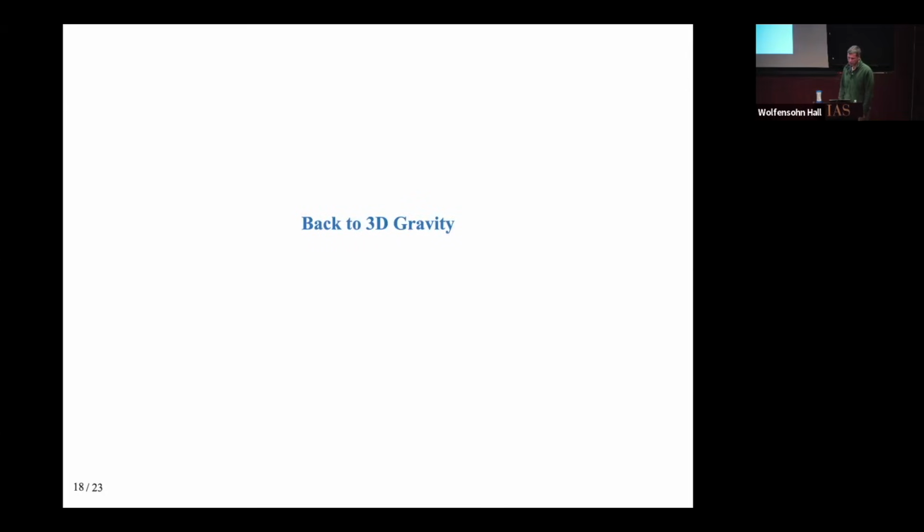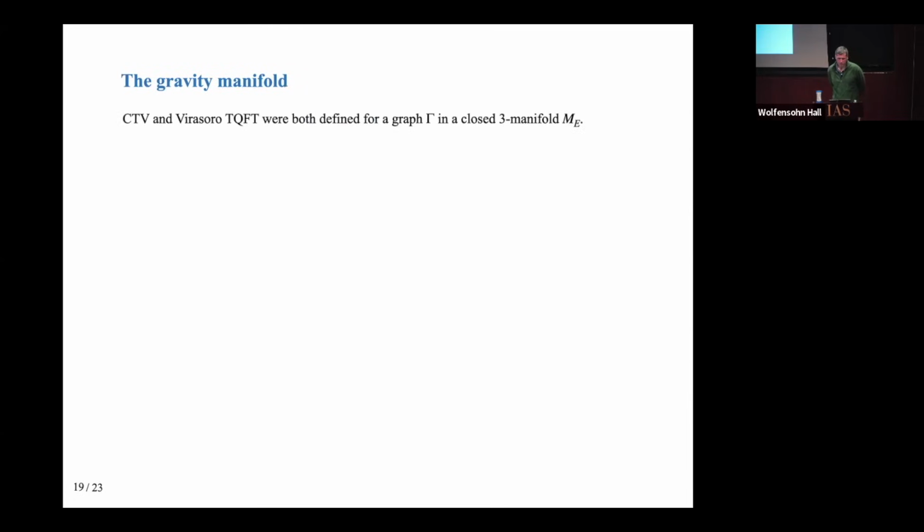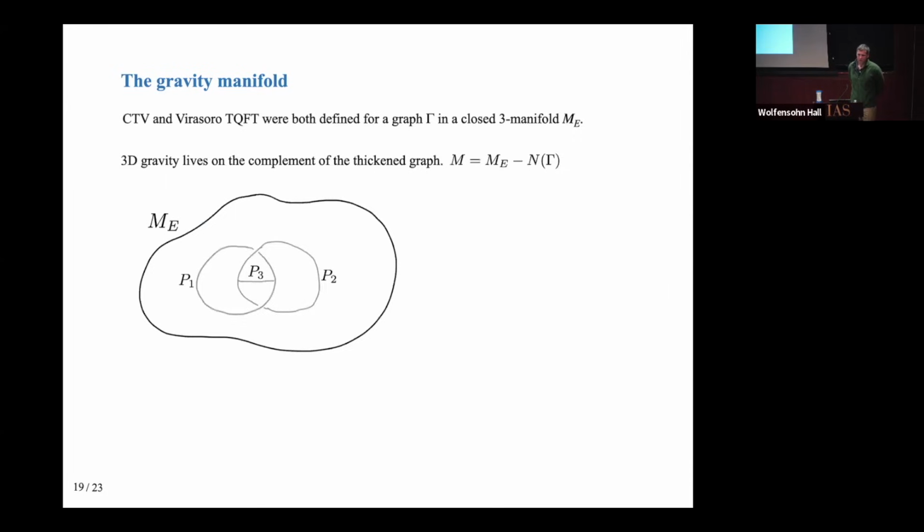Now let me return to 3D gravity. CTV and Virasoro TQFT were both defined for a trivalent graph gamma embedded in a closed 3-manifold M sub E. First I have to tell you where gravity lives, because it doesn't live on M sub E. The statement is that 3D gravity lives on the complement of the thickened graph. So let's look at our example.